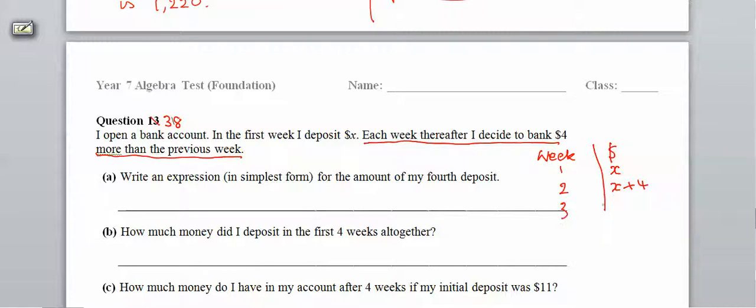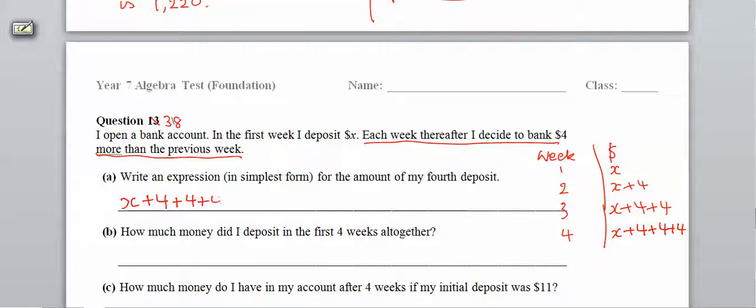Week 3, we need $4 more than X plus 4. So again, that's X plus 4 plus 4. And then for week 4, we've got X plus 4 plus 4, and for the fourth week, plus 4. Okay, so we can write that down as a start. So we've got X plus 4 plus 4 plus 4.